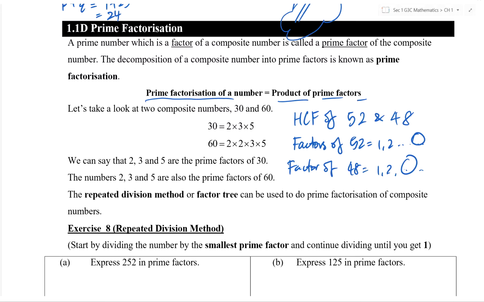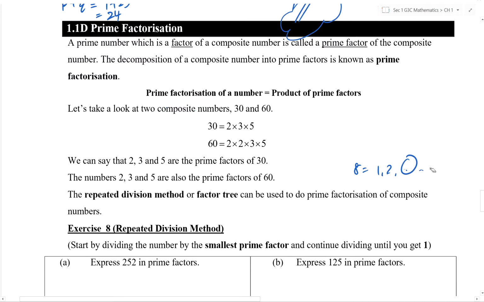For example, 30 has a factor of 2, factor of 3, factor of 5, factor of 6, 10, 15, and 30. But out of all these factors, which are the prime numbers? Only 2, 3, and 5. Okay? Although 10 is a factor of 30, is 10 a prime number? No, it is not. So we are not going to include this in the prime factorization. We only want to pull out prime numbers, okay? So we can only do this for composite numbers because composite numbers have more than 2 factors.